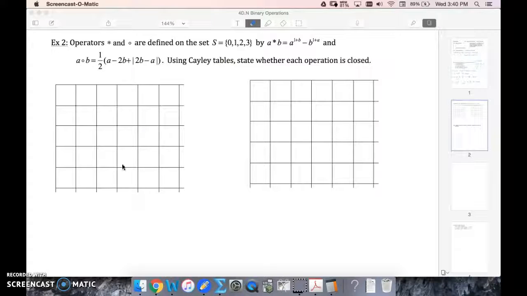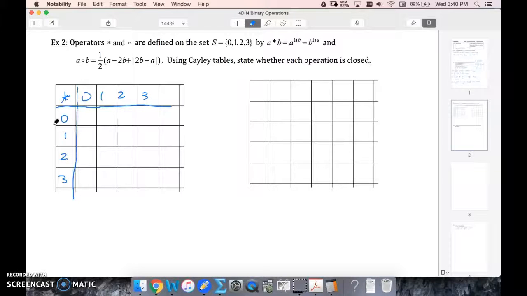All right, so here we are looking at operations and Cayley tables and determining whether each operation is closed or not. So we've got our set, and our first operation is the star. So I'm going to label my operation in the left-hand corner, and then write my values. So A is going to appear down the left side. Our rows make our A values. B is going to appear up top.